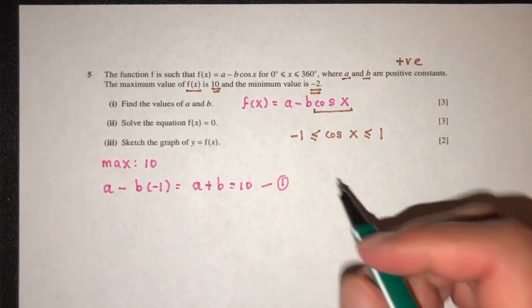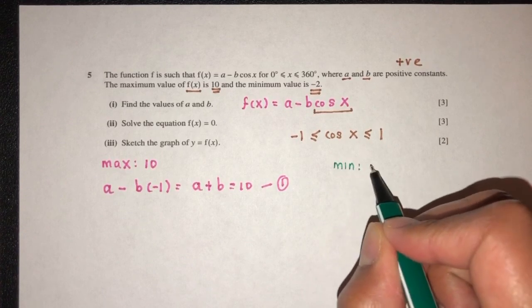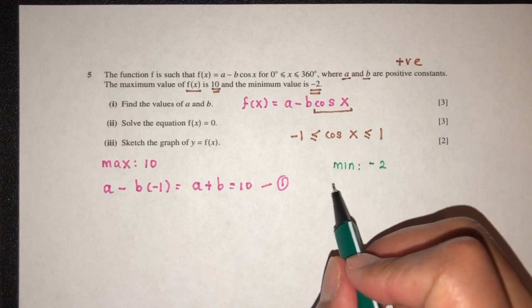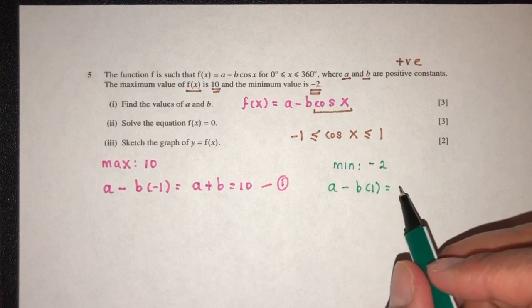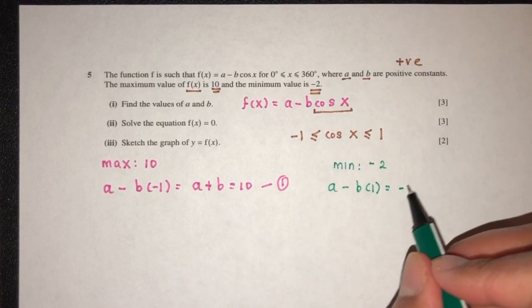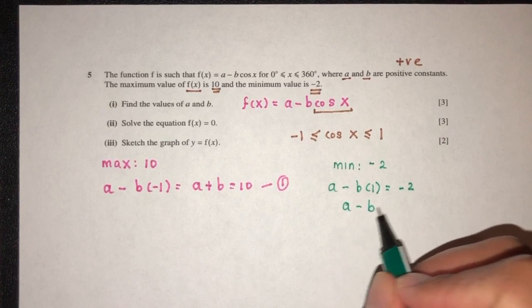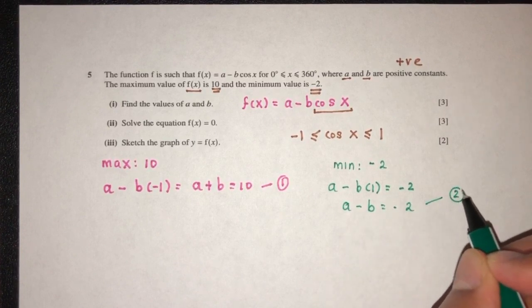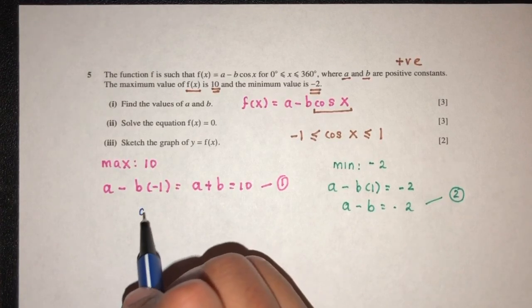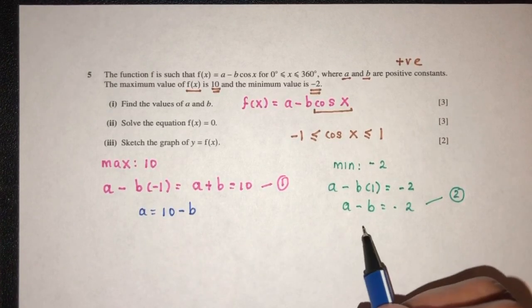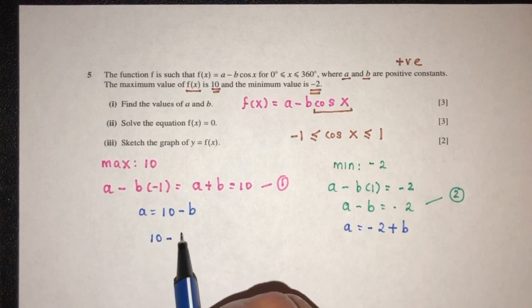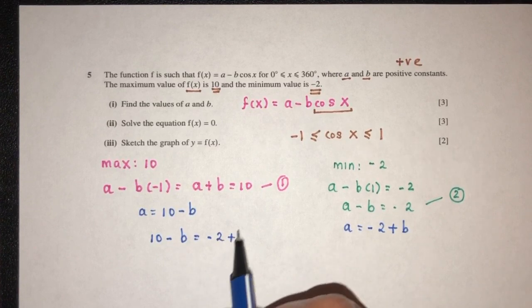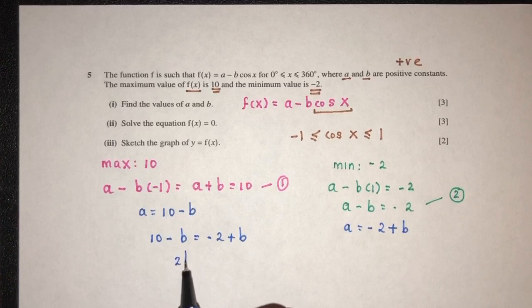Next one, obviously, we know the minimum value has to be -2. That happens when a minus b times 1 gives the value of -2. So we have a minus b equals -2. Equation number 2. So let's solve one by one. a will be 10 minus b. And here we have a will be -2 plus b. Replace, you have on one side 10 minus b equals -2 plus b. We can send this over here, that becomes 2b, and that will be 12. So b will be the value of 6.